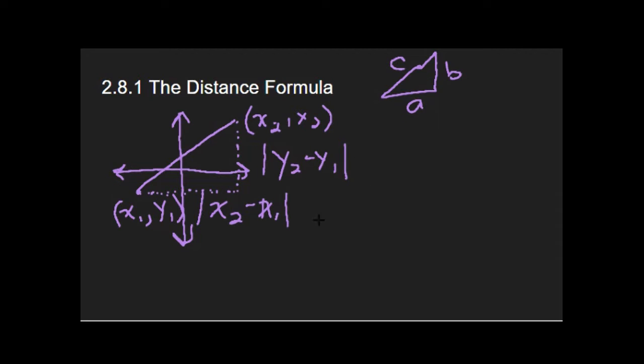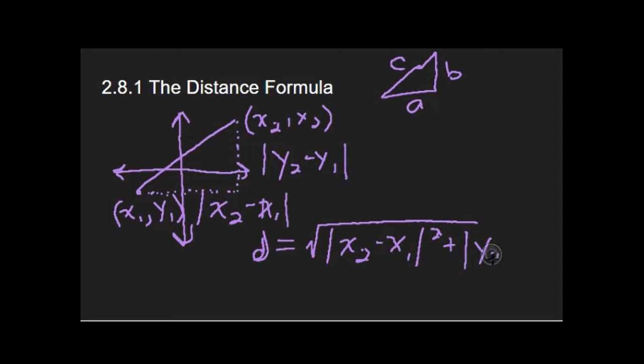So let's go ahead and plug that in. We get the distance, or the length of the hypotenuse, is the square root of side A squared. Okay, so side A is the absolute value of x2 minus x1, squared, plus the absolute value of y2 minus y1, squared. Now, we know that when we square something, it's going to end up positive. So we don't actually need those absolute values.